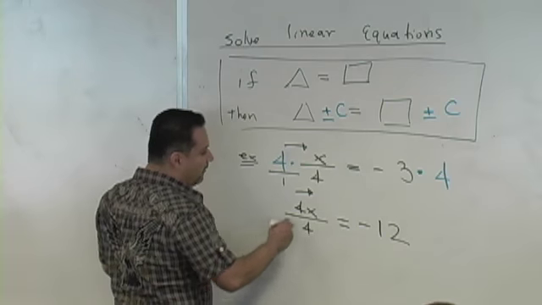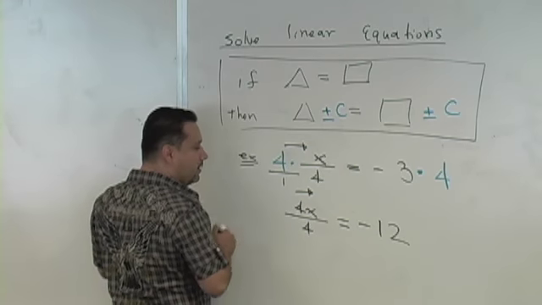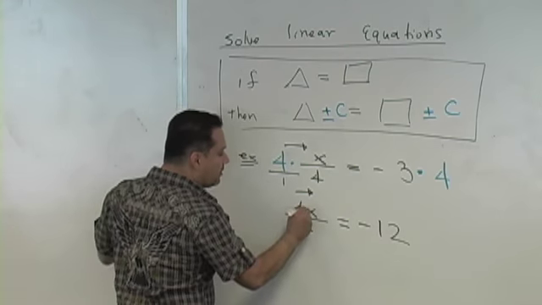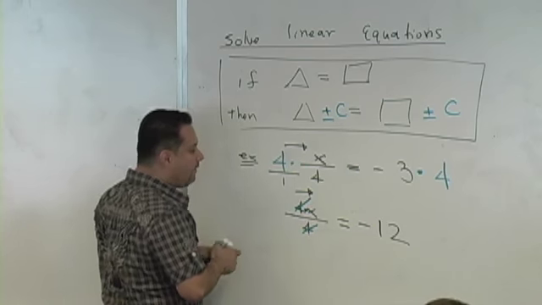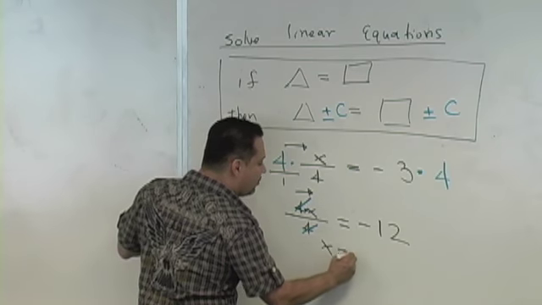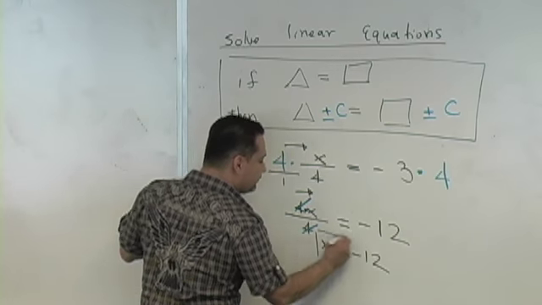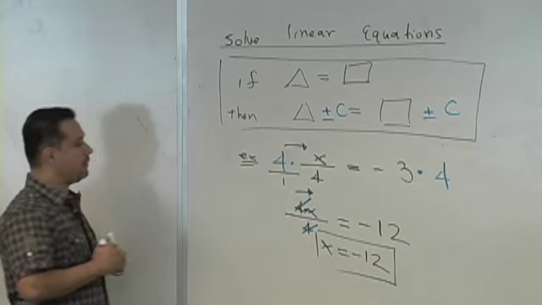All right, fine. This is 4 times x, right? There's multiplication here. You're going to now use the cancellation property. Your 4's go away. You're left now with x being the value of negative 12. That's what you're left with.